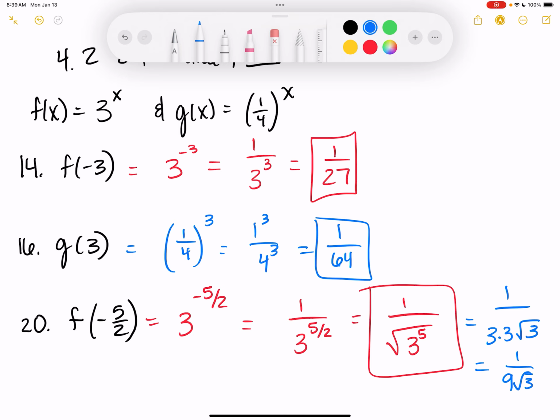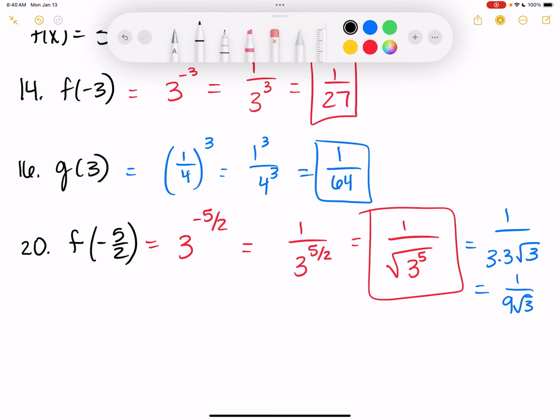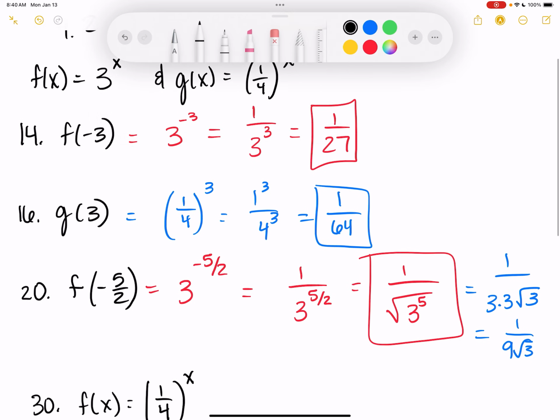All right, the next thing says to graph the function, and we'll get to that when we get to that. So they give us something like what we just had, a number raised to a variable. And then they just want us to make a little table and graph it. So starting with 30, f of x equals 1/4 raised to the x. That's actually exactly what we just had, I think. It was just g of x before.